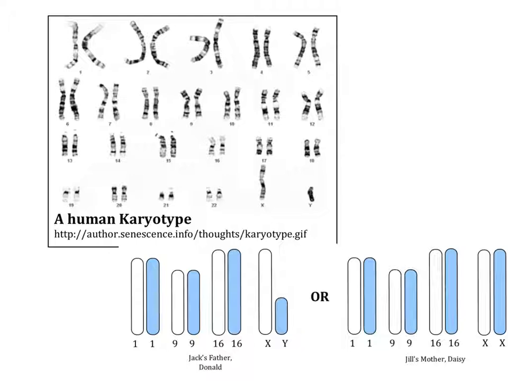Now, homologous means that chromosomes carry the same genes in the same order, but not necessarily the same alleles or versions of the gene. So this chromosome here could have a big A for a particular gene, where this chromosome has a little a for that same gene. Having 2 copies of each chromosome makes human beings diploid, or 2N.